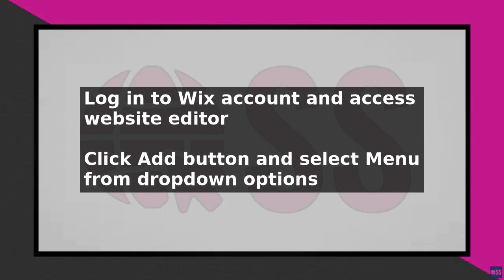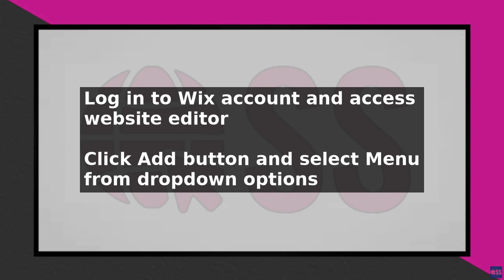Adding a vertical menu in Wix can enhance the user experience and organization of your website. To start, log into your Wix account and access the editor for the website you want to modify. First, click on the Add button on the top bar of the editor. Then select Menu from the drop-down options.